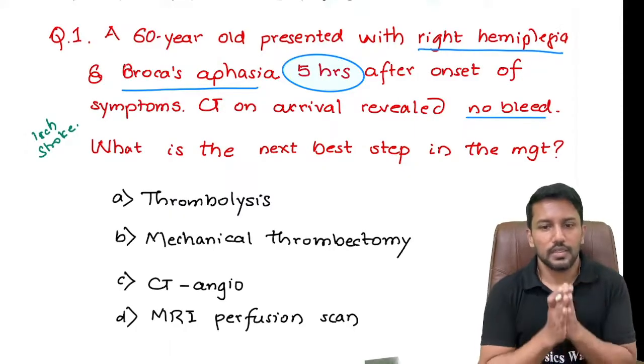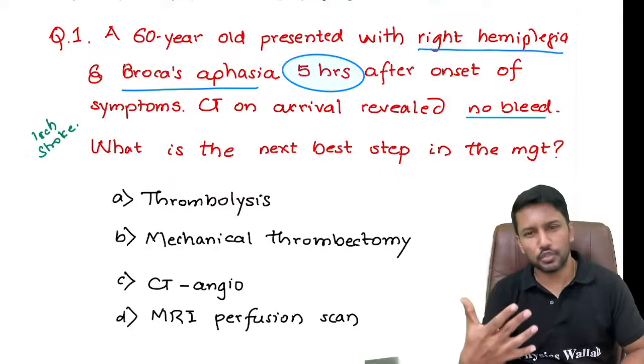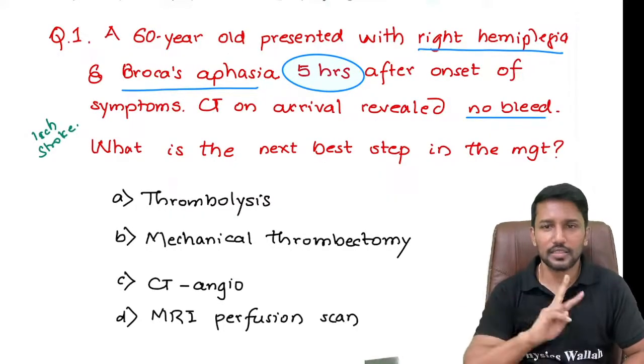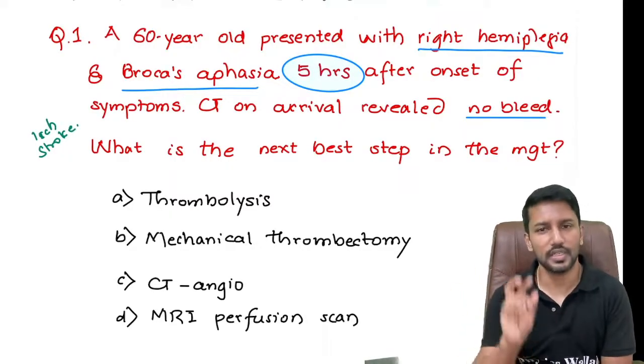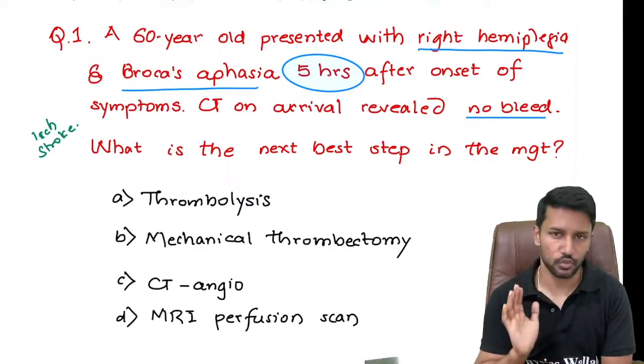So what did we learn? Please try to understand the flow of thought process. Patient presents with stroke. At the time of presentation, I don't know ischemic or hemorrhagic. This doubt will be solved by non-contrast CT. That is my first step. I get a non-contrast CT. If I get bleed, it is hemorrhagic stroke. If I don't get bleed, ischemic stroke.